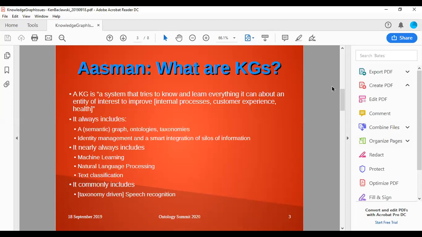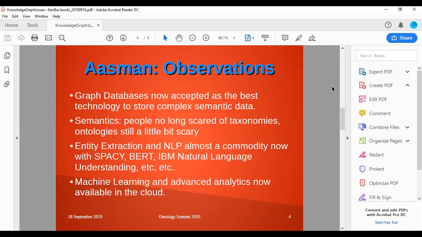I think the next slide gets at more of the points that Ram is making. I think this slide 3 has issues that we could disagree with, but 4 is more straightforward. 4 was just some observations that it appears that graph databases are indeed being accepted because they can deal with complex semantic data in ways that the more traditional storage structures do not.